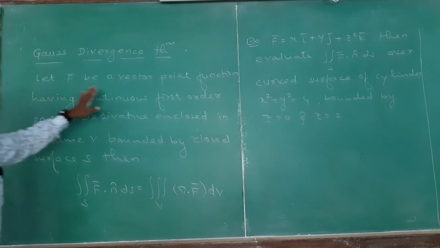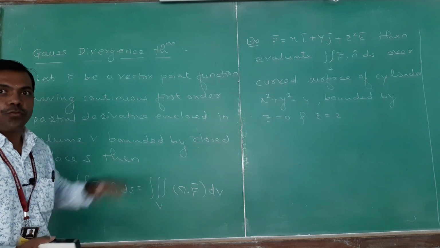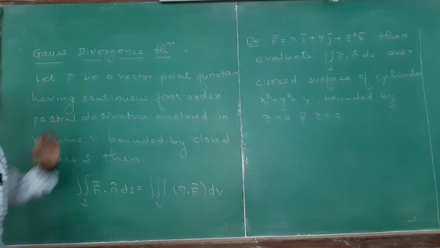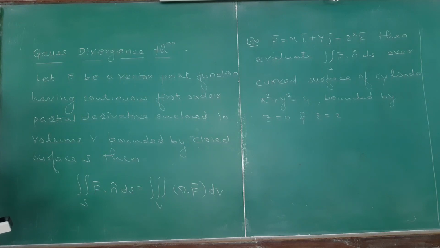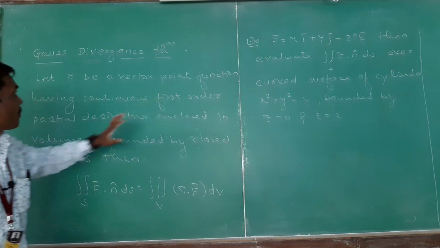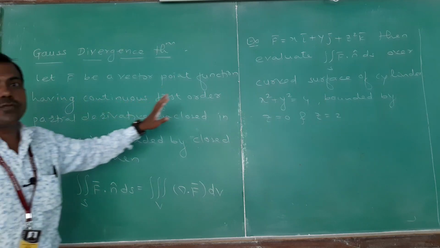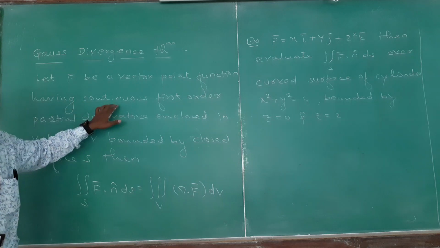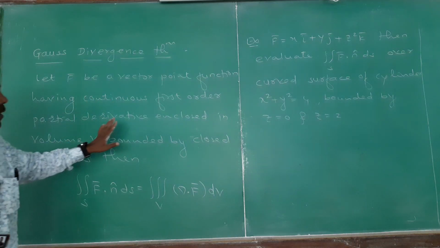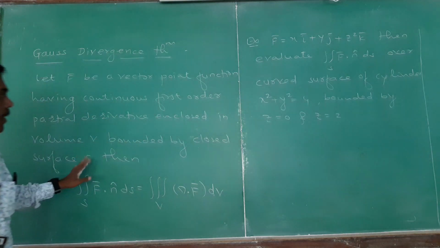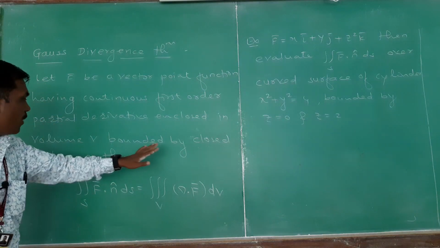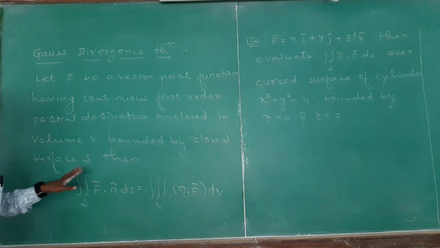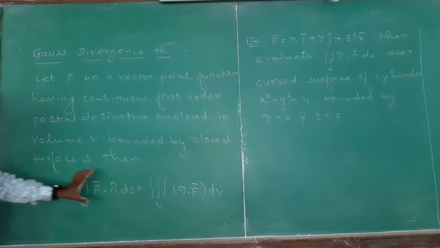Let f bar be a vector point function. Vector point function we already defined in our unit number 4, vector differentiation. So let f bar be a vector point function having continuous first order partial derivative, enclosed in a volume V. That volume is bounded by closed surface S. Then this is important for us.